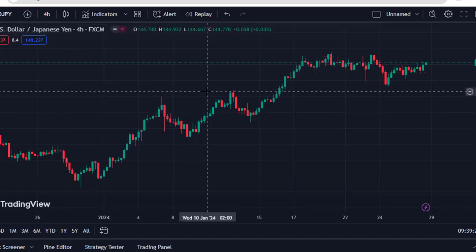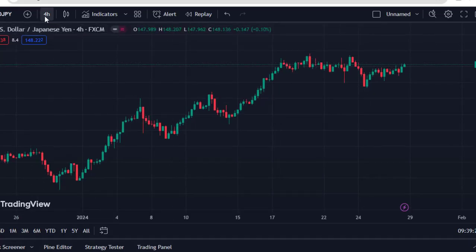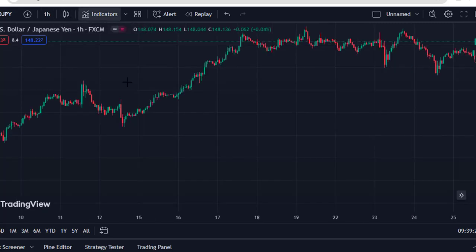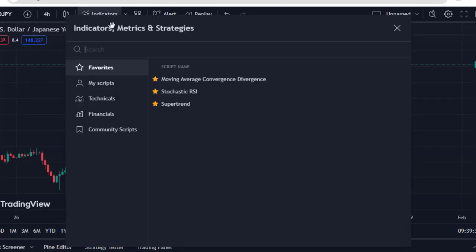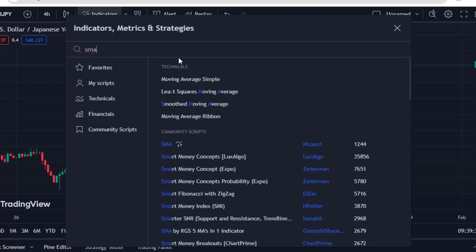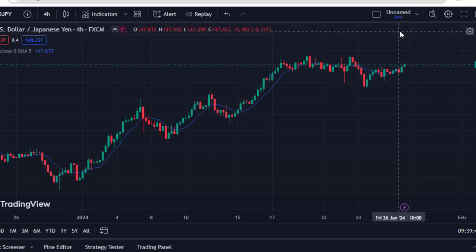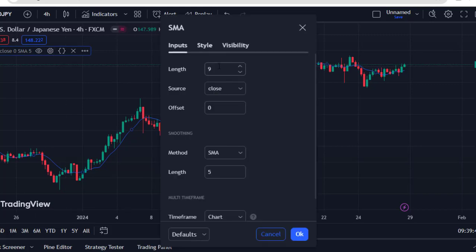The first thing you have to do is open your USDJPY chart, the 4-hour chart in this case for the higher time frame, and I'm going to be using the 1-hour chart for the lower time frame. The second thing is to go to the indicator section and type simple moving average. Moving average simple is the same thing as simple moving average, and this will appear on my chart. I have to change the setting of this moving average to 70.